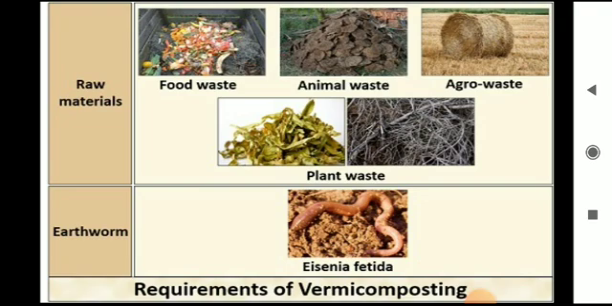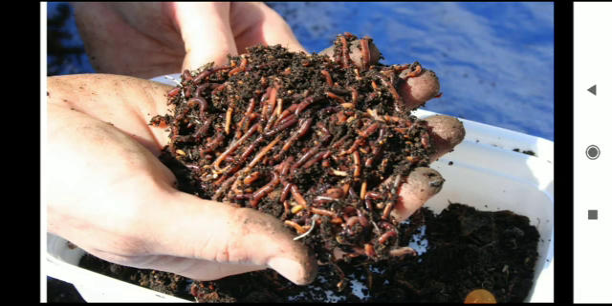In this picture also you can see that for vermicomposting we need two things. First one is raw materials and second one is earthworms. This picture also shows earthworms. Earthworms are the main thing in vermicomposting.